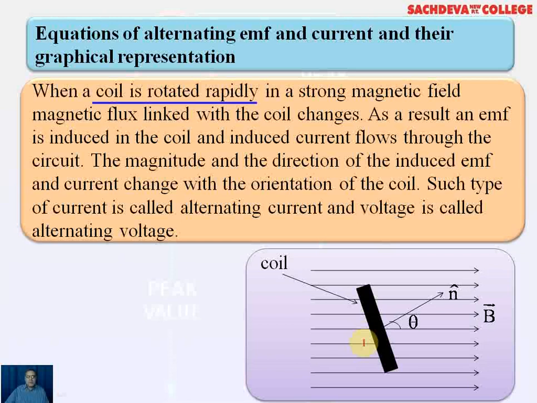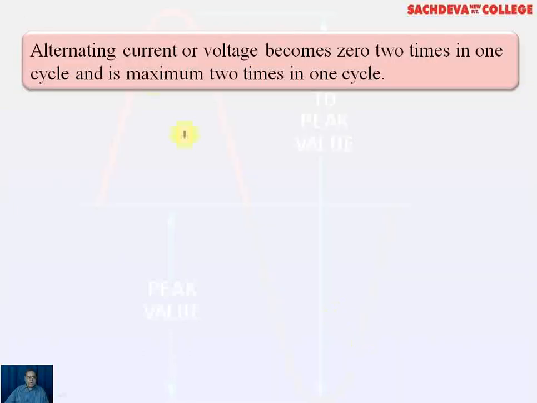Now, this caption is given like that. When a coil is rotated rapidly in a strong magnetic field, the magnetic flux linked with the coil will change. As a result, an EMF is induced in the coil and induced current flows through the circuit. The magnitude and direction of the induced EMF and current change with orientation of the coil. Such a current is called alternating current, and the voltage is called alternating voltage. Alternating current or voltage becomes zero two times in one cycle. When we use the term one cycle, it means one crest and one trough.